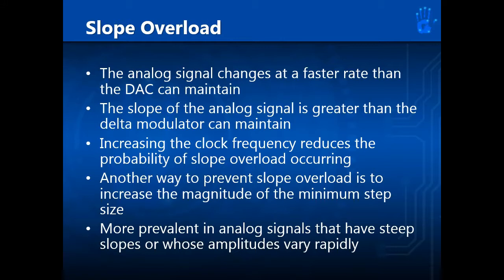Slope overload. Slope overload occurs when the analog signal changes at a faster rate than the DAC can maintain. The slope of the analog signal is greater than the delta modulator can maintain. Increasing the clock frequency reduces the probability of slope overload occurring. Another way to prevent slope overload is to increase the magnitude of the minimum step size. This is more prevalent in analog signals that have steep slopes or whose amplitudes vary rapidly.